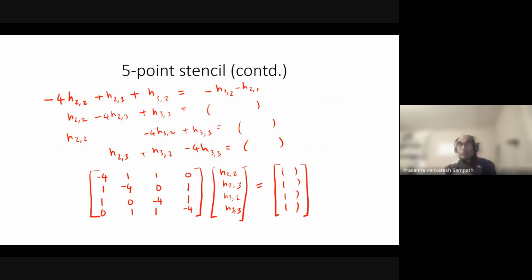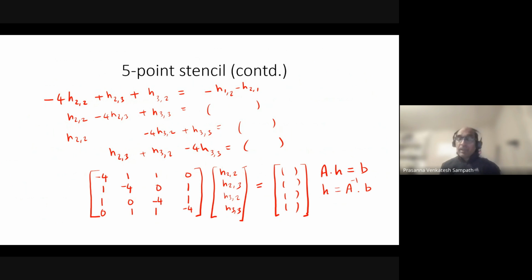Anyway, now I have a 4 by 4 matrix and all the coefficients are known. H 2 comma 2, 2 comma 3, 3 comma 2, 3 comma 3 are the unknowns. The right hand side terms are all known. So I can simply solve this as A, this matrix, dot H, which is the unknowns, equal to B, if you compute all the values in this vector. So H, the head, will simply be equal to A inverse times B.